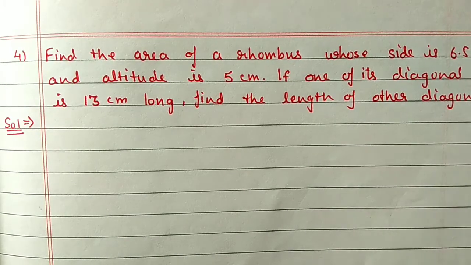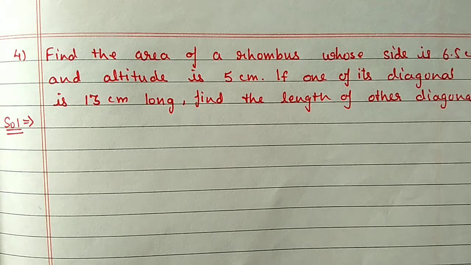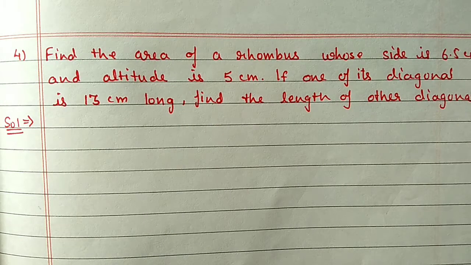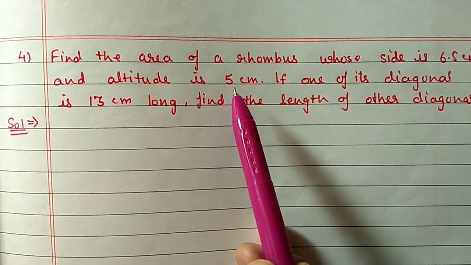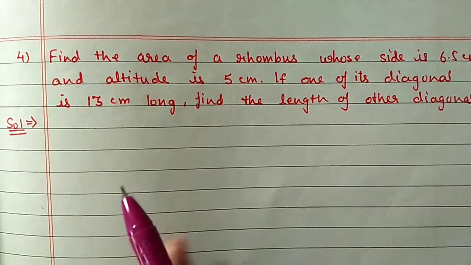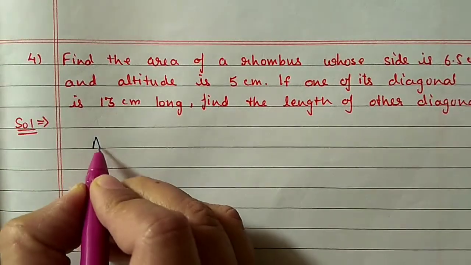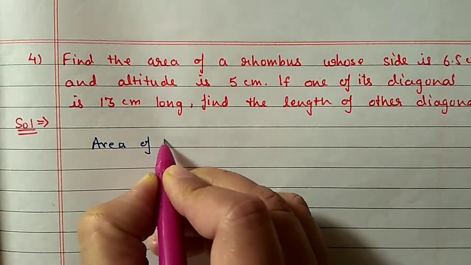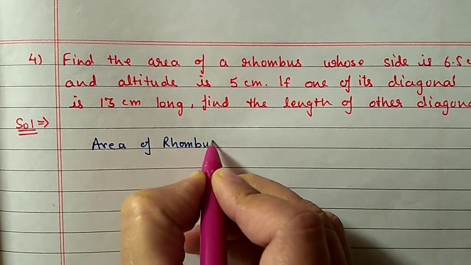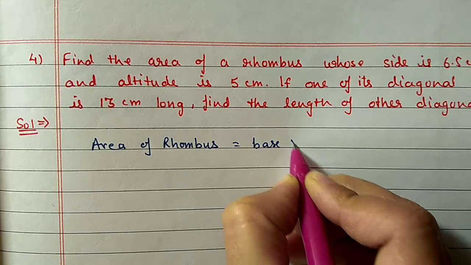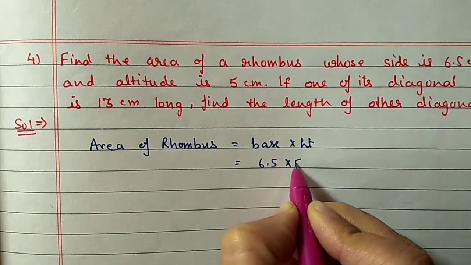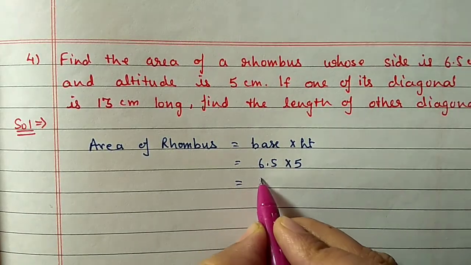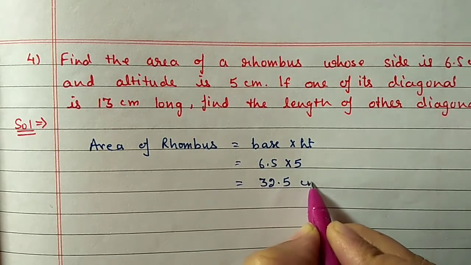Next question number 4. Find the area of a rhombus whose side is 6.5 centimeter and altitude is 5 centimeter. If one of its diagonals is 13 centimeter long, find the length of the other diagonal. So first, one side is given and altitude is given. So base into height formula we can use and we can find out the area for this rhombus. So area of rhombus is equal to base into height. Altitude means height only. So base is 6.5 and height is 5 centimeter. After multiplication we will get 32.5 centimeter square.